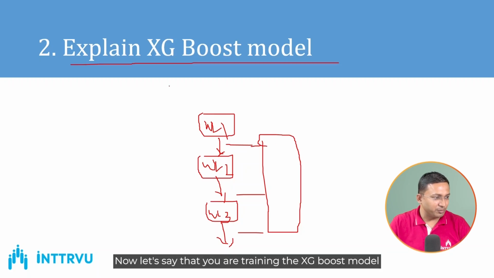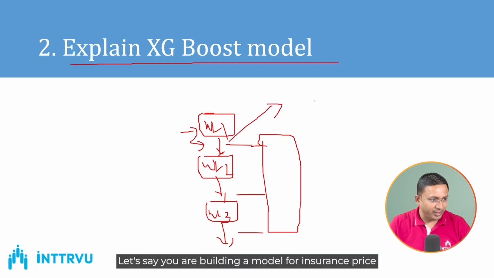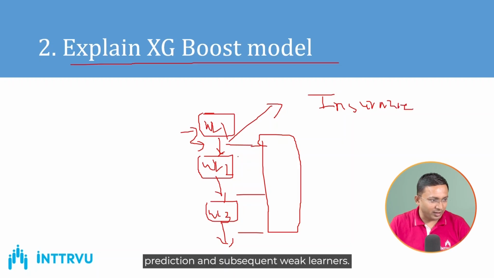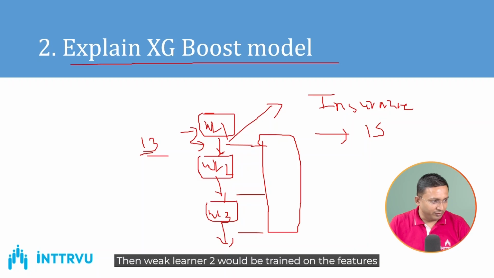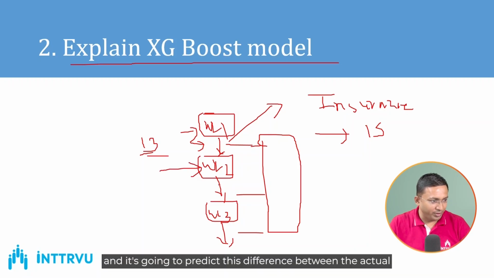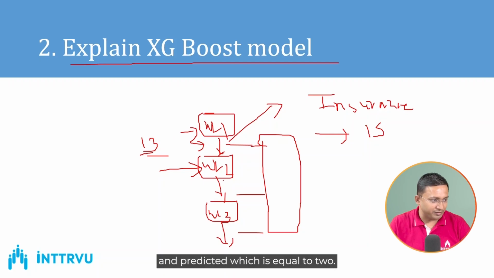Now let's say that you are training the XGBoost model for regression. In regression, a continuous numerical value is predicted. The first weak learner would predict the actual label. Let's say you are building a model for insurance price prediction. Subsequent weak learners would predict the error made by the previous weak learners. Let's say the actual insurance price is $15 and the price predicted by weak learner 1 is $13. Then weak learner 2 would be trained on the features and would predict this difference between actual and predicted, which is equal to 2. So this is the label for weak learner 2 and the features would be the actual features. All the weak learners get the same features, but the label information is different.